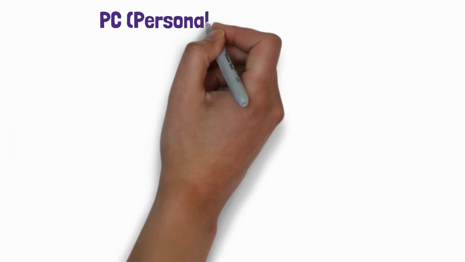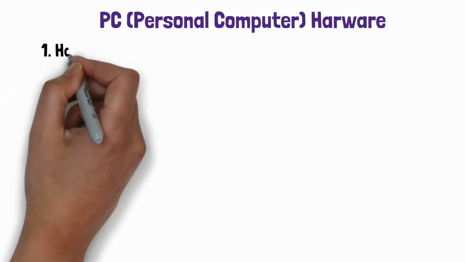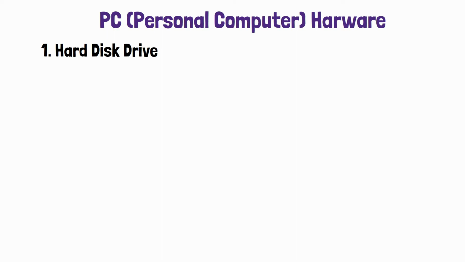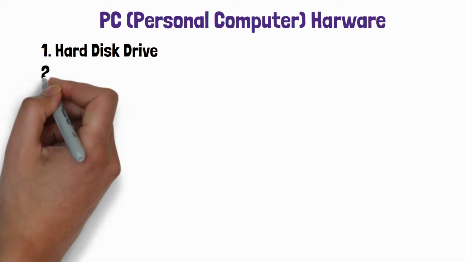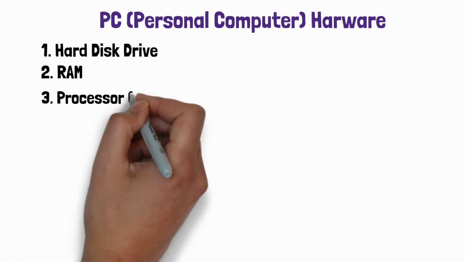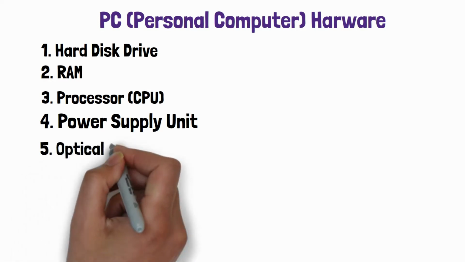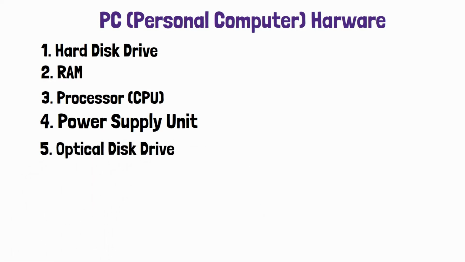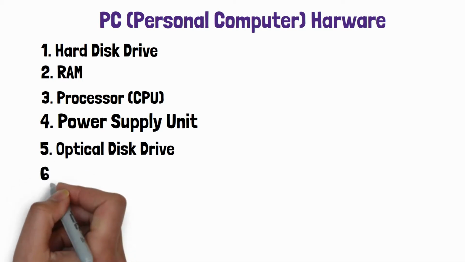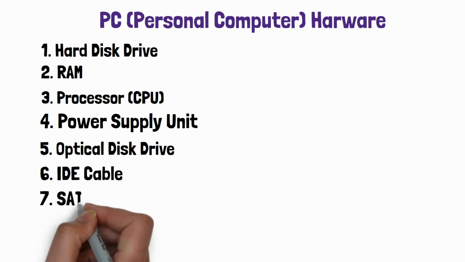Okay, before we move ahead, let's make a highlight of the hardware devices that we'll be discussing in this lecture. Number 1 is the hard disk drive. Number 2 is RAM. Number 3 is the processor. Number 4, the power supply unit. Number 5, optical disk drive. Number 6, IDE cable. Number 7, SATA cable.